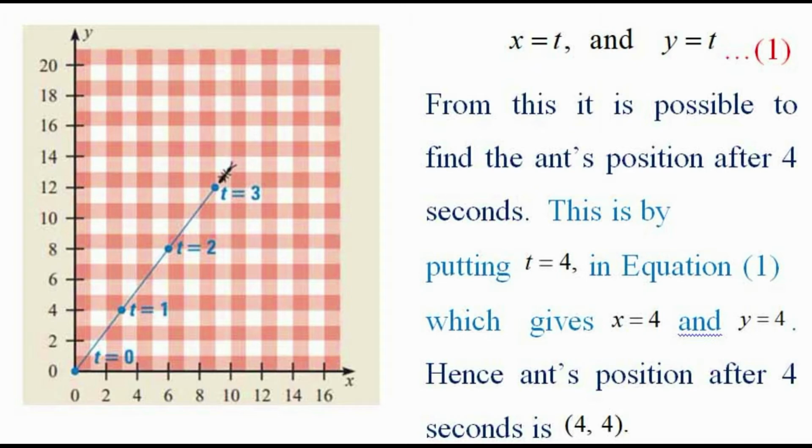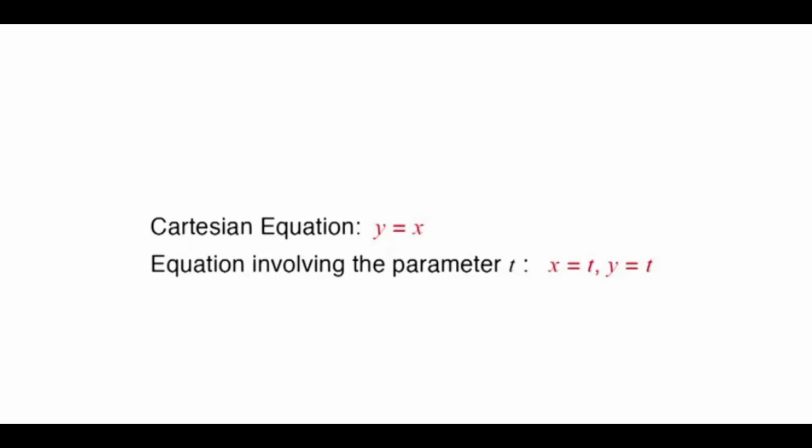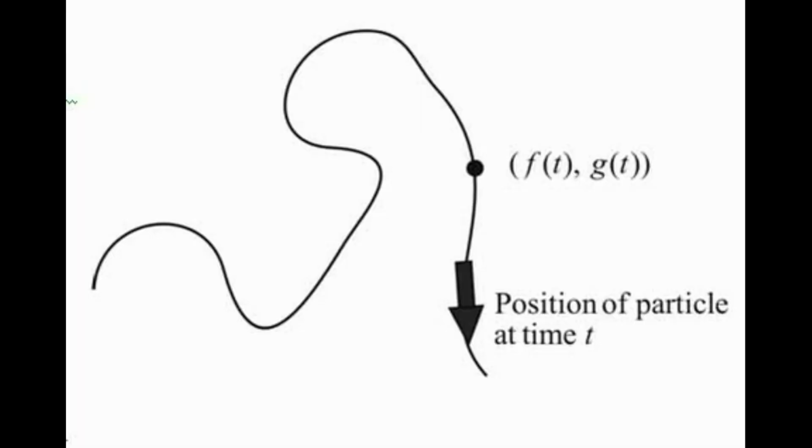From this, it is possible to find the ant's position after 4 seconds. This is by putting t is equal to 4, which gives x is equal to 4 and y is equal to 4. Hence, ant's position after 4 seconds is ordered by 4, 4. In the above example, we have two representations denoting path of the movement of an ant. One is a Cartesian equation expressing y directly in terms of x, and another representing the coordinates of the points on the path as functions of the parameter time t.